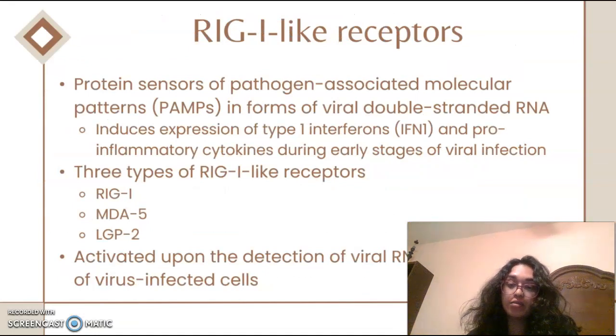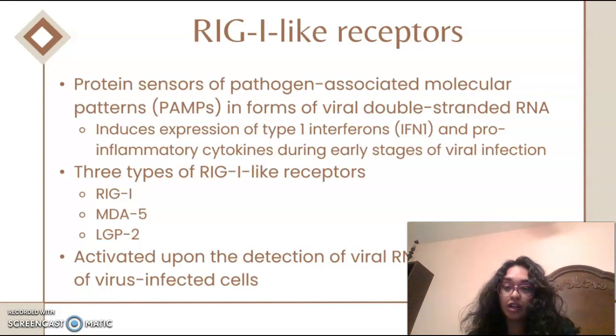And lastly, RIG-I-like receptors are protein sensors of the pathogen-associated molecular patterns, which are, as mentioned, PAMPs, in the form of viral double-stranded RNA, which is dsRNA, and their motifs to induce expression of type 1 interferons and other inflammatory cytokines during the early stage of viral infection. In other words, they are known as important protein initiators of the earliest immune responses to viral infections.